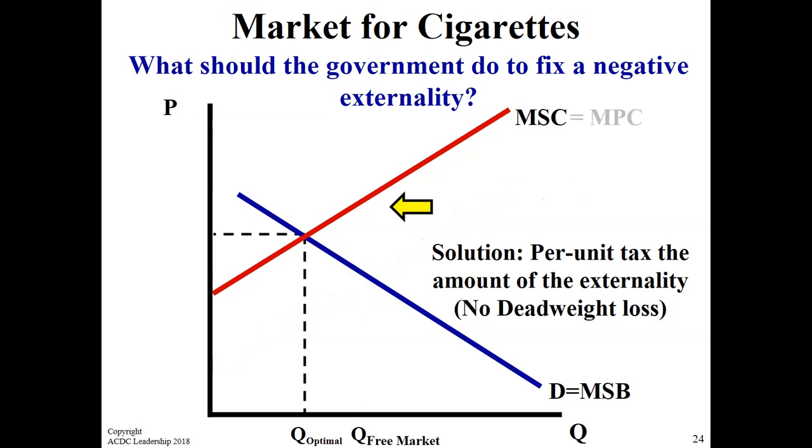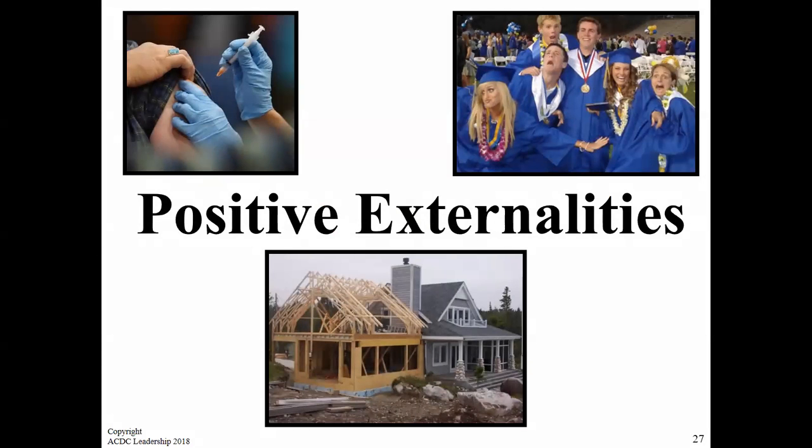All right. Now we're gonna go to the positive externality. This is like a vaccine. This is like if you remodel your house, you help everyone else in the neighborhood because the price of housing goes up, you have a nice house, it looks good. Graduation, you're educated. The theory is you're more productive and you're gonna make the world a better place. So there it is.